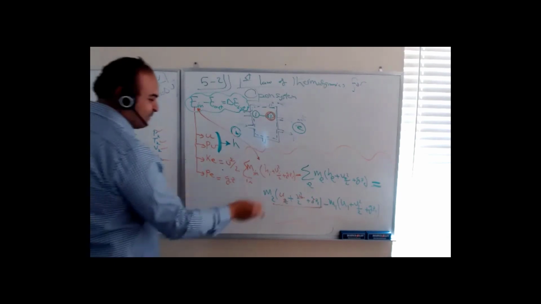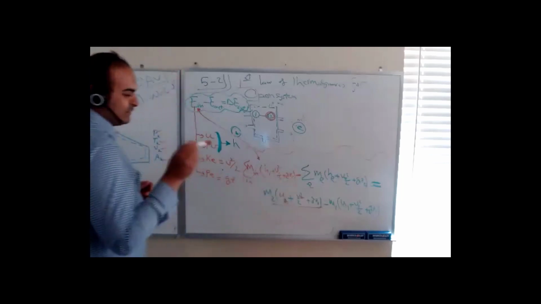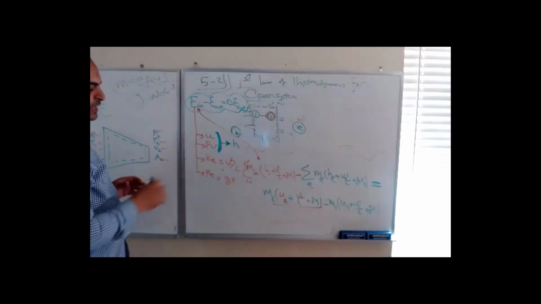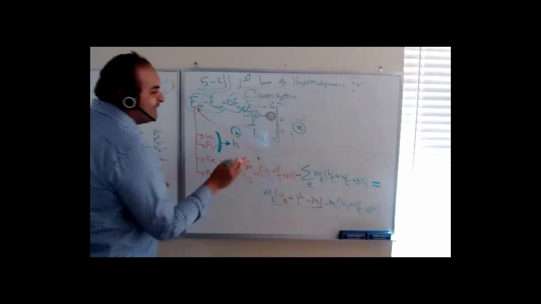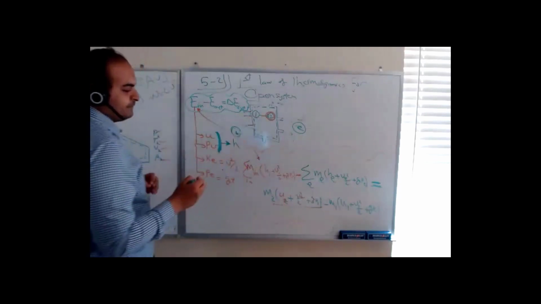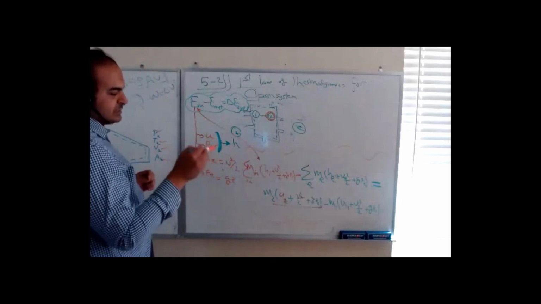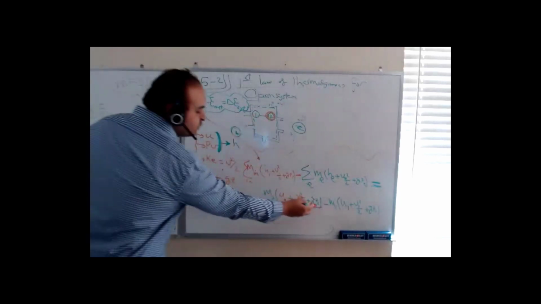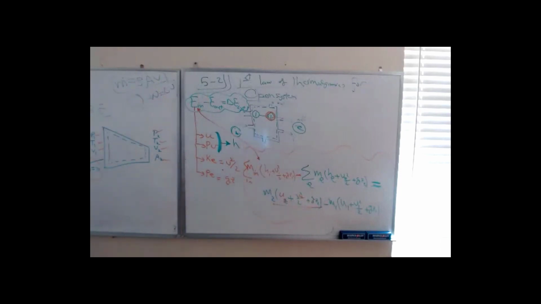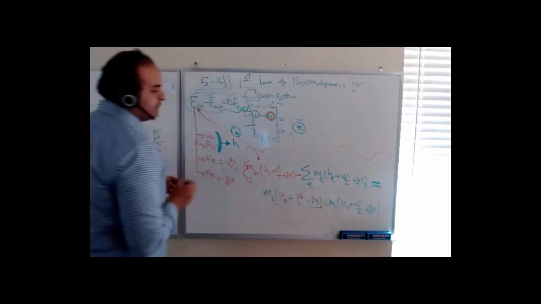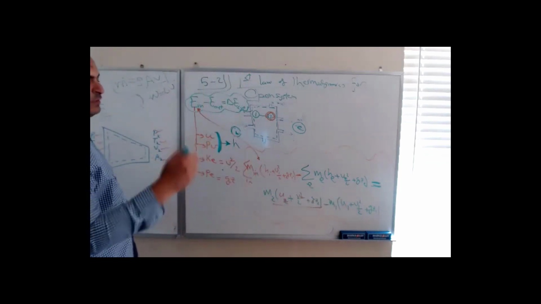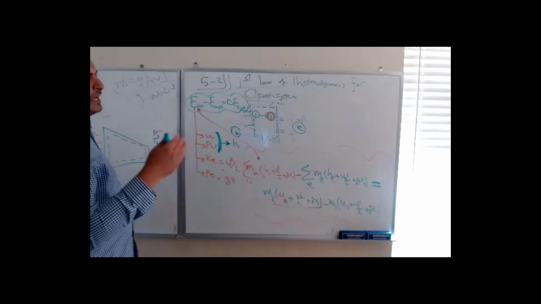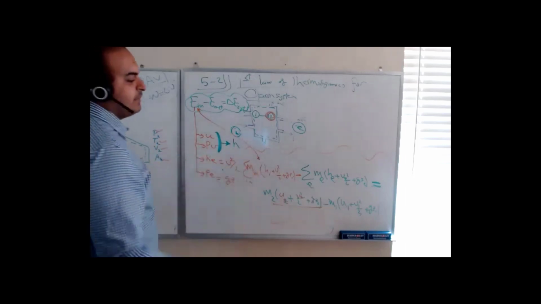Anyway, so m2 times (u2 plus V2 squared over 2 plus gz2). Guys, please focus, please. So m2 is the mass at state 2. u2 is the specific internal energy at state 2. V2 squared over 2 is the specific kinetic energy at state 2. gz2 is the potential energy at state 2, minus m1, the mass at state 1, times u1, the specific internal energy at state 1. V1 squared over 2 is the specific kinetic energy at state 1, and the same for potential energy at state 1.